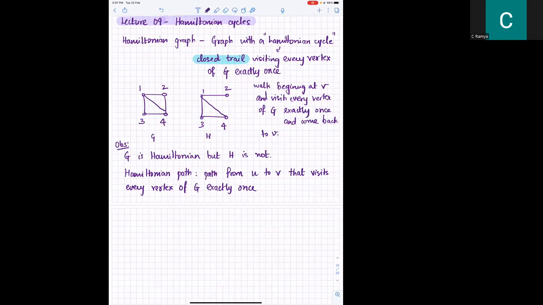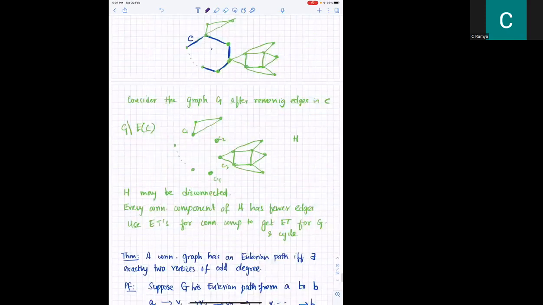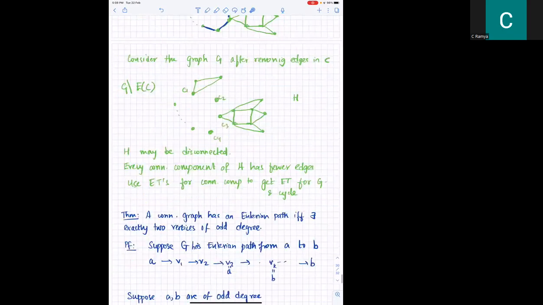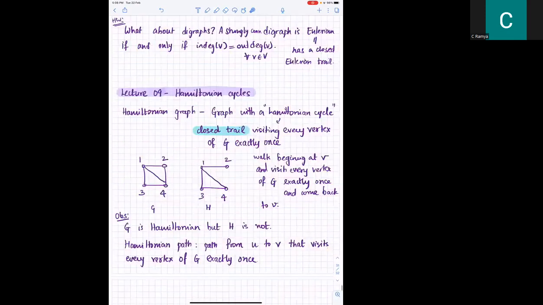Okay. So now we saw that some graphs have Eulerian cycles and some do not, right? Just as we saw the condition: if and only if every vertex has even degree, the graph will have an Eulerian cycle. If there is one vertex of odd degree, it will not have an Eulerian cycle. But if it has exactly two vertices of odd degree, it will have an Eulerian path. So similar to that, can we get necessary and sufficient conditions for a graph to have a Hamiltonian cycle? That is a question.